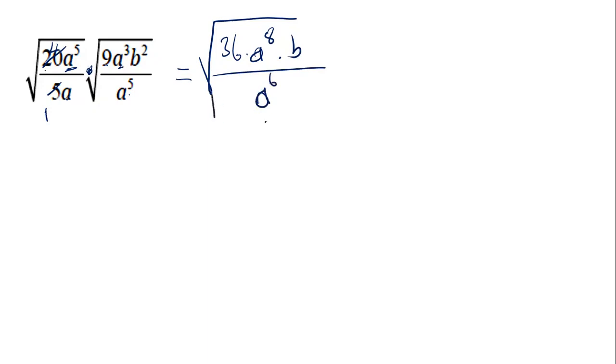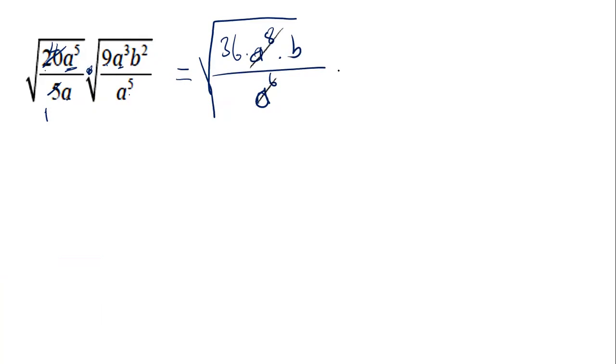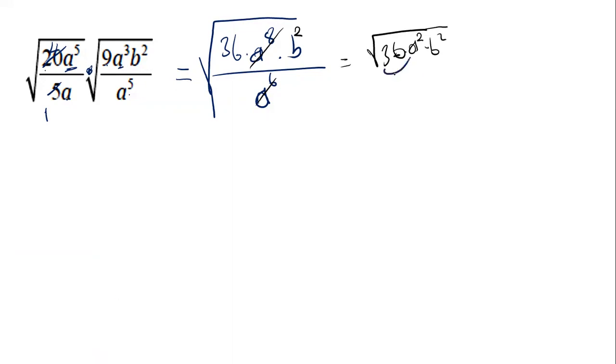And then I can do the operation with this 2, which is going to be root 36. So it is power 2, I forgot to write, which is going to be 36 times a power 2 times b power 2. And this 36 will come out as 6, a square will come out as a, and b square will come out as b. That's going to be your final answer.